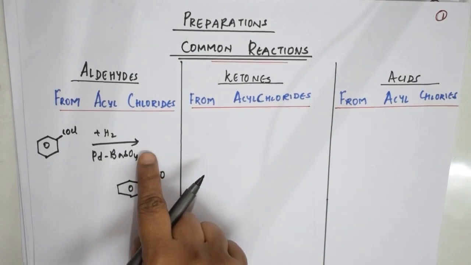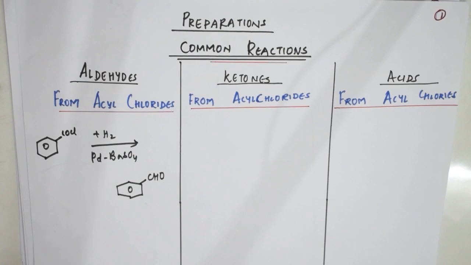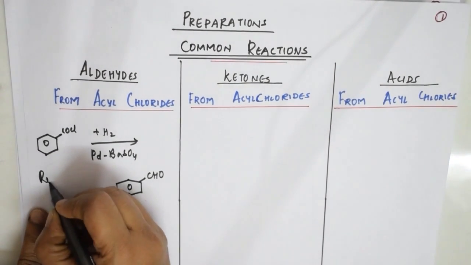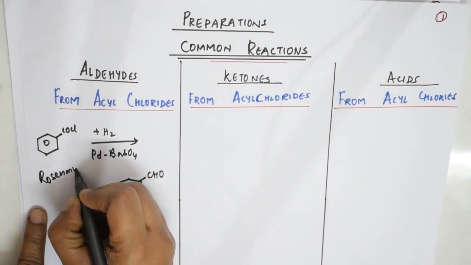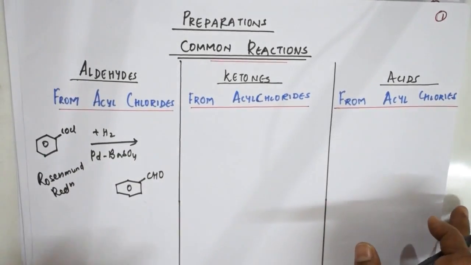So what is the type of reaction called? This is called Rosenmund reduction reaction. Simple, students, this is called Rosenmund reduction reaction. Right. So here this is one.